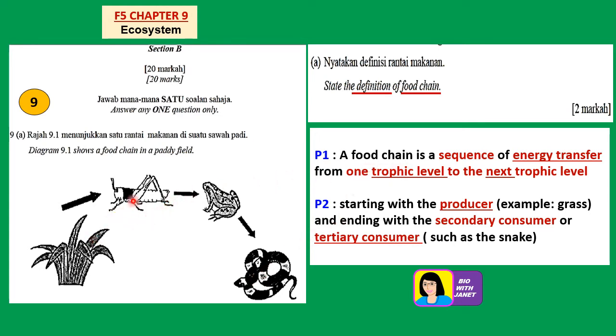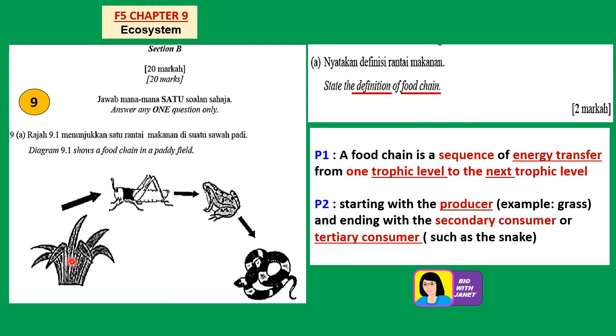Because when, for example, the grasshopper eats the grass, energy is transferred to it in the form of food, which is then digested to form nutrients like glucose, which is absorbed by the body of the grasshopper. And then the glucose is broken down in cellular respiration to produce energy, right? So the energy from the grass has been transferred to the grasshopper, right? And then to the frog, and then finally to the snake, right?